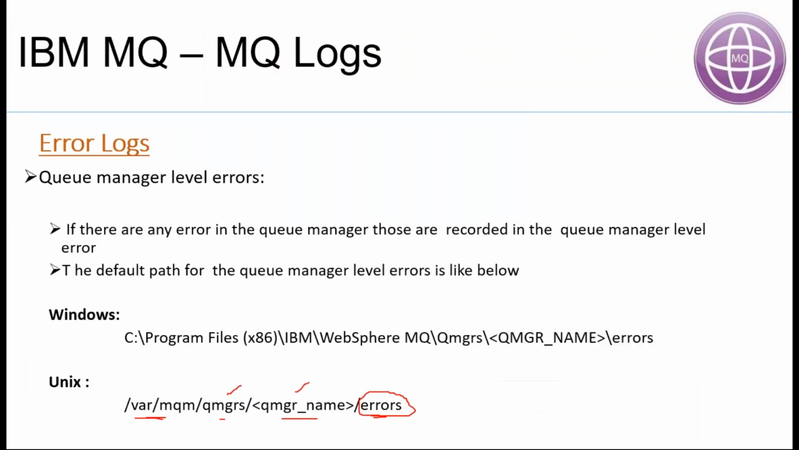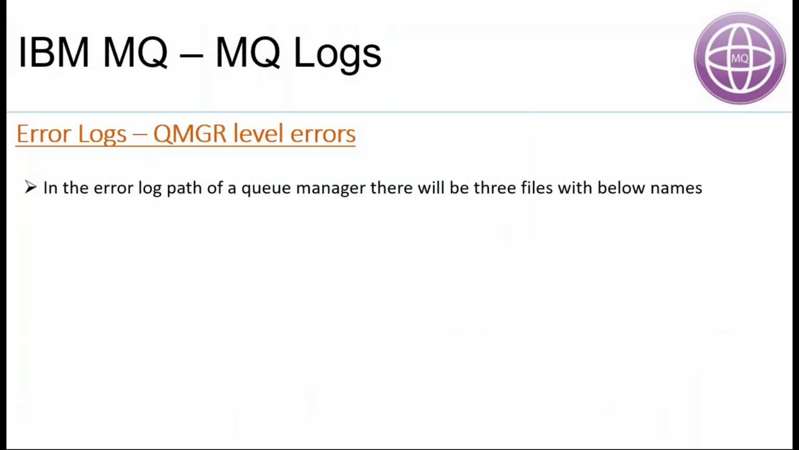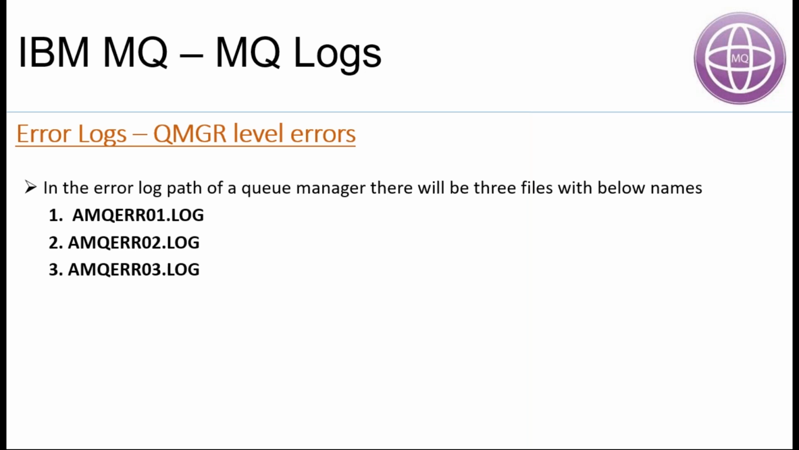So what next? In the error log path of a queue manager, there will be three files with the names AMQERR01.LOG, AMQERR02.LOG, AMQERR03.LOG. The error information of that particular queue manager is going to be stored in these three files. The default size of each file is 16 MB from MQ 7.5. It means the first error file can store up to 16 MB, the second up to 16 MB, the third up to 16 MB.